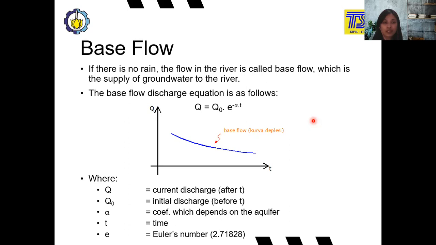There is also base flow. If there is no rain, the flow in the river is called base flow, which is the supply of groundwater to the river. So for the base flow discharge equation, if there's no data of the base flow, we can calculate the base flow using this equation: Q equals Q0 times e to the power of minus alpha times t, where Q is the current discharge that we need to calculate, Q0 is the initial discharge, e is Euler's number, alpha is the coefficient, and t is the time.